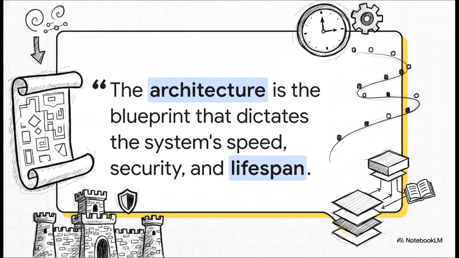I'll leave you with this final, provocative thought. The architecture is the blueprint that dictates the system's speed, security, and lifespan. An architect wields immense power over how successful a software project will ultimately be. So I leave you with this question to ponder. If the architecture dictates a system's very lifespan, is a poorly architected system doomed to fail no matter how brilliant the actual code is? Next time, in our upcoming explainer, we'll explore specific architectural patterns designed to prevent exactly that from happening.